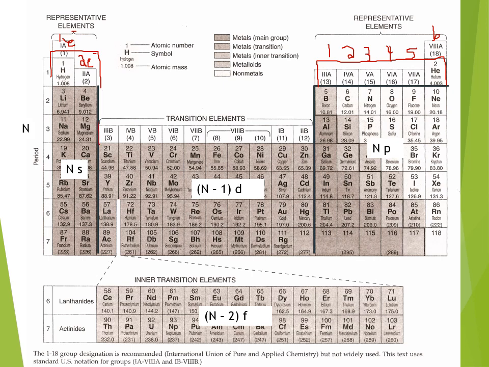Last but not least, let's look at the d orbital section. How many groups do you think are in the d orbital section? Remember, we said d orbitals could hold 10 electrons. So you can bet that there's going to be 10 groups or columns in the d section, which indeed there is.